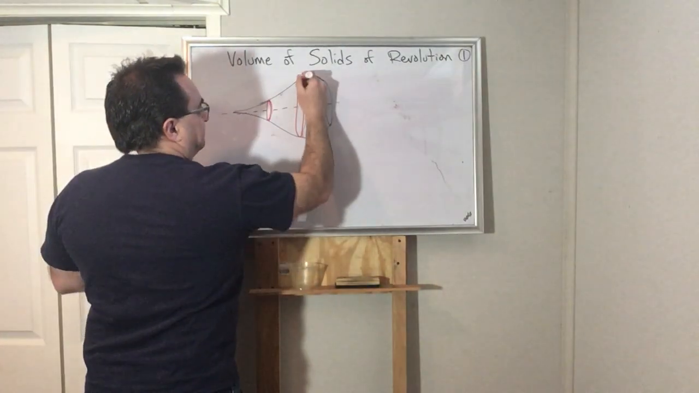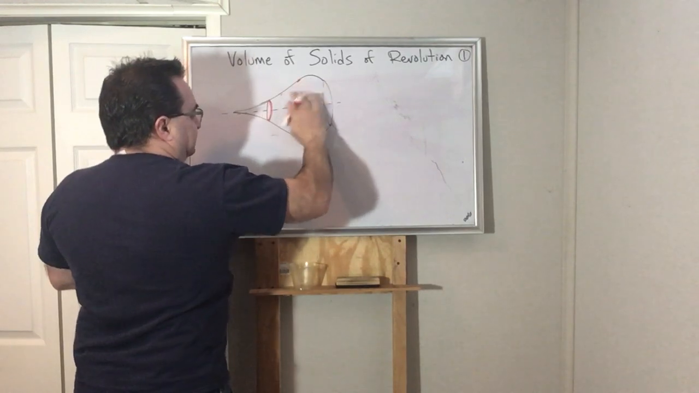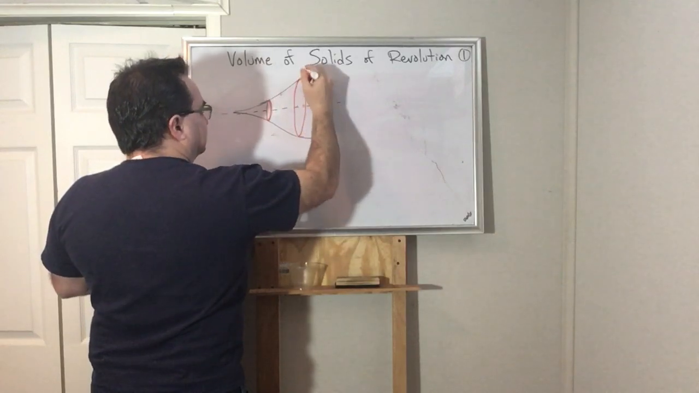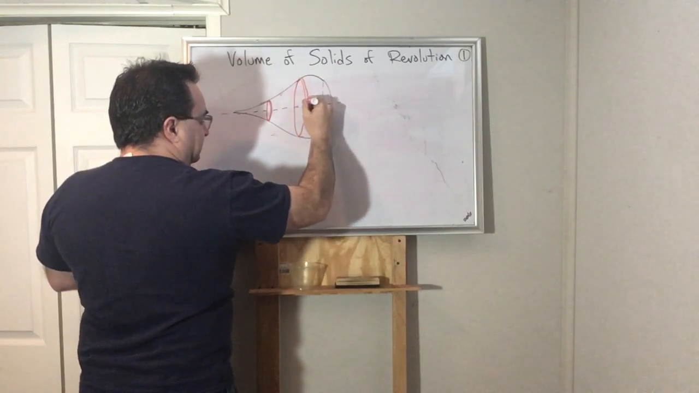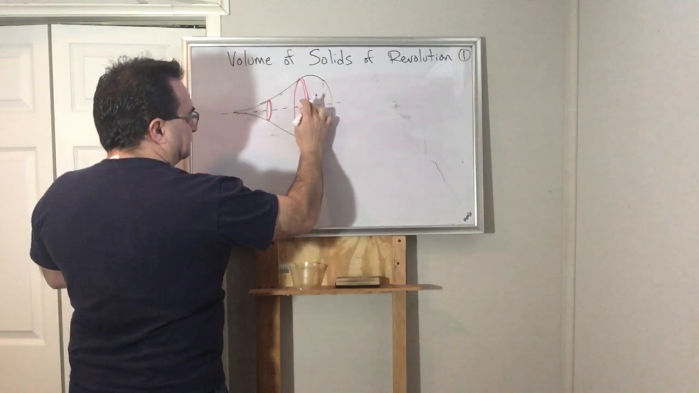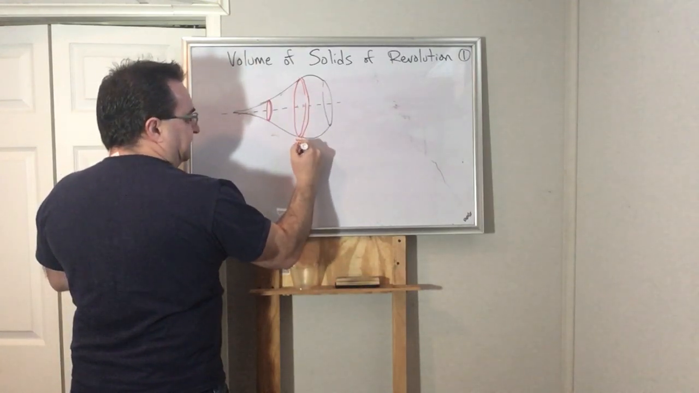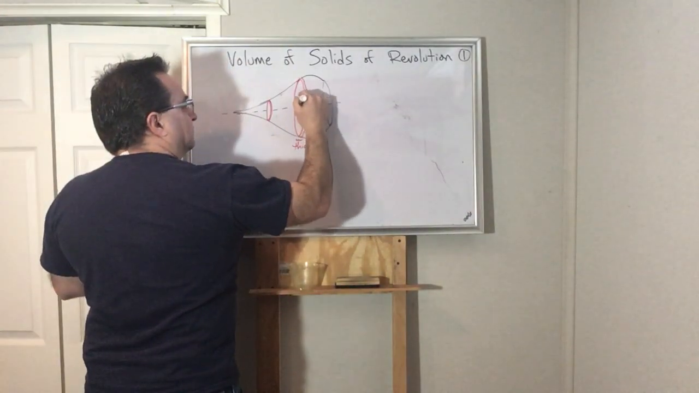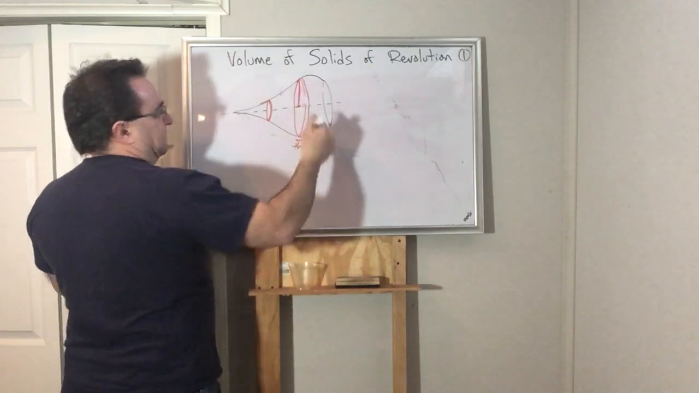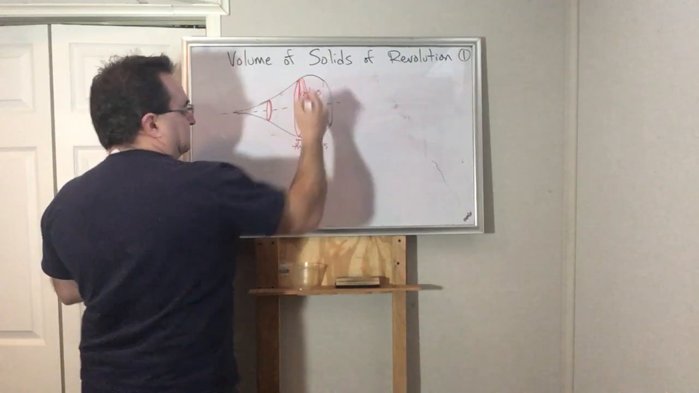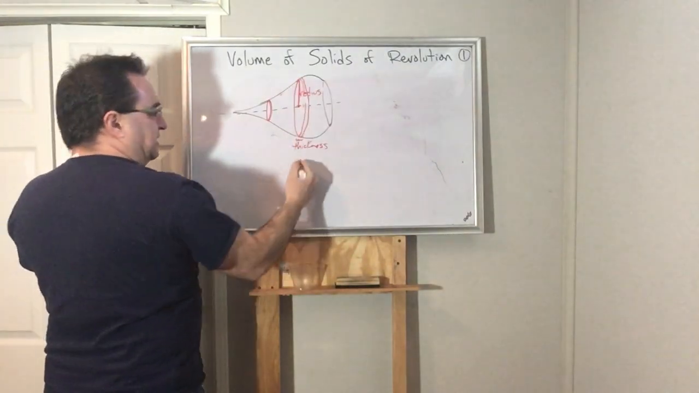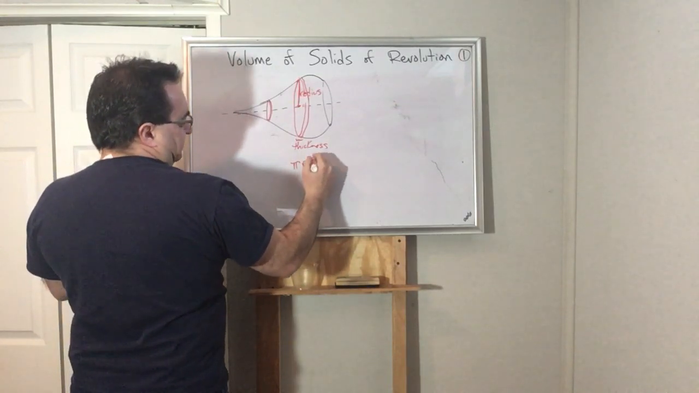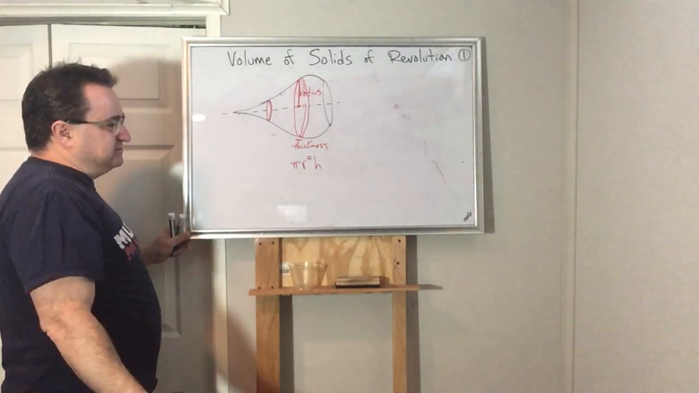Now notice, I need to redraw this. I'm going to exaggerate the thickness. Really, these are infinitesimally thick, but I'm going to exaggerate this one. See, this has a certain thickness, and it has a certain radius, which could go up or down. So this particular disk would have a volume of pi times the radius squared times the thickness, which I'll just use the formula. H is the thickness.